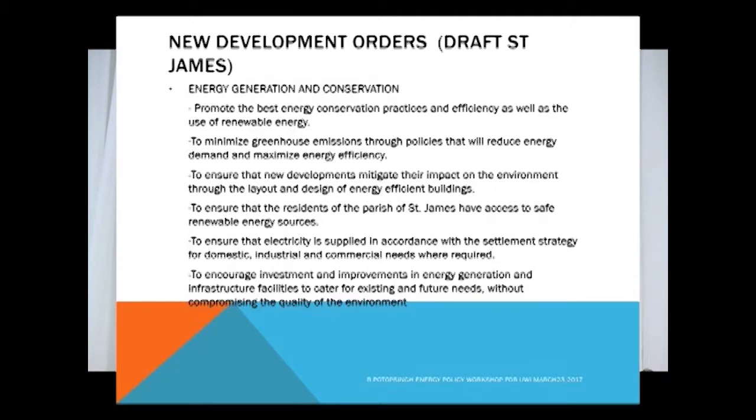And I have mentioned these development orders because in the review process, we have a proposal for the inclusion, and it's more than a proposal. It's going to be included in the new development orders. So for instance, a new draft for the St. James Parish Development Order has a section on energy generation and conservation, and it actually addresses design parameters for buildings, energy sources, renewable energy, as well as energy efficiency and environmental quality.